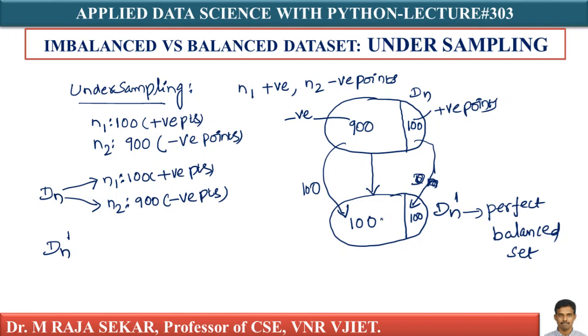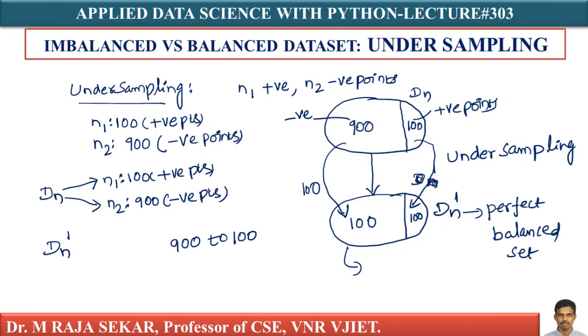So this is called undersampling. This procedure is known as undersampling, because now we are going from 900 to 100. Just observe, we are picking only 100 negative points from 900 negative points, isn't it? We are going from 900 to 100.